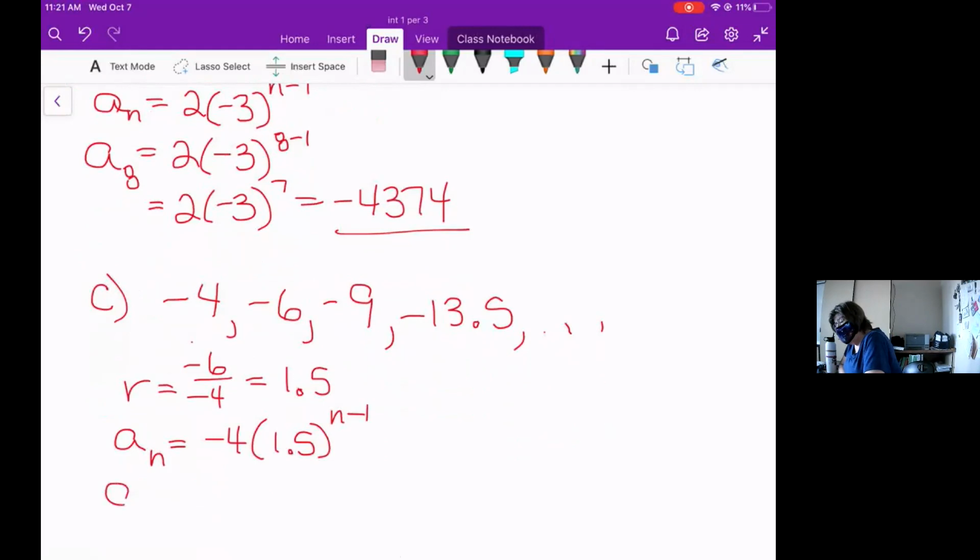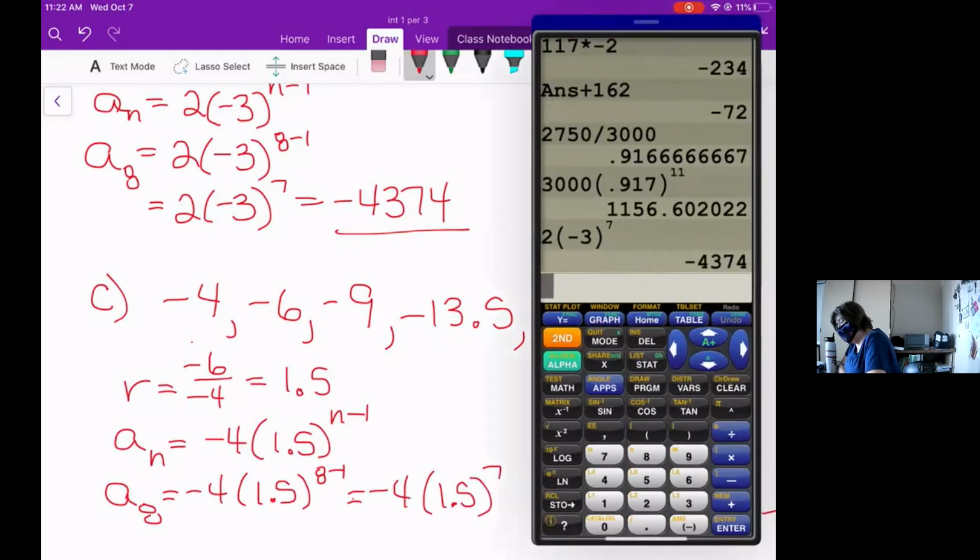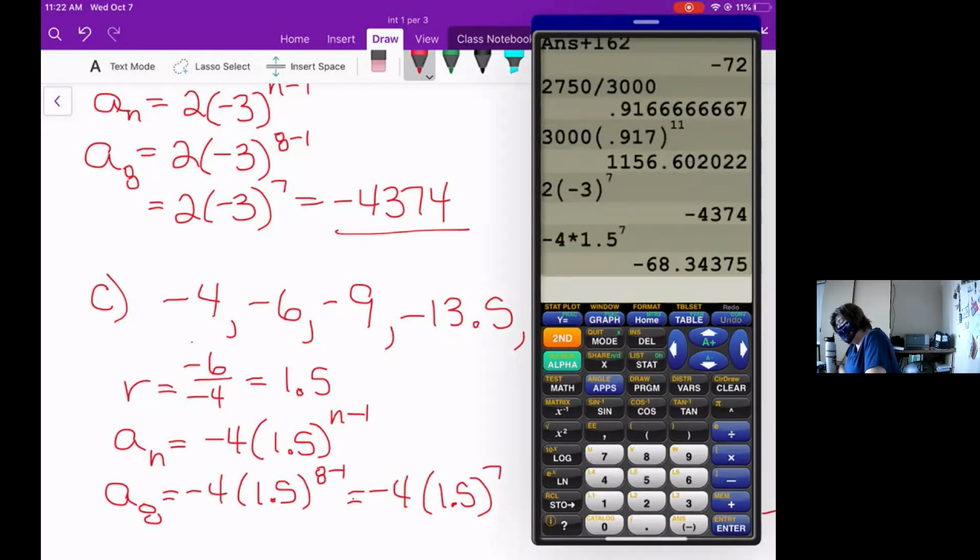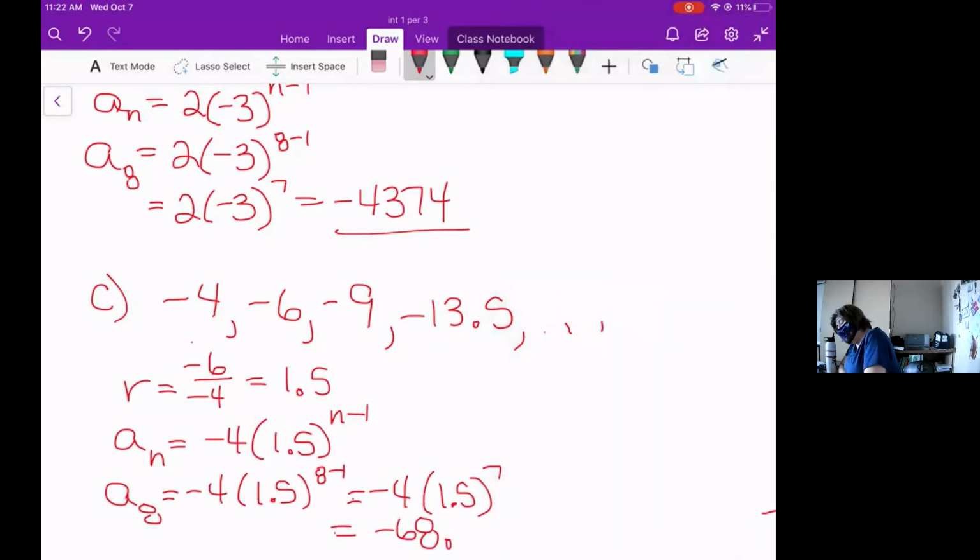Now I need the eighth one. -4 times 1.5 to the 8 minus 1. 8 minus 1 is 7. Negative 68.34375.